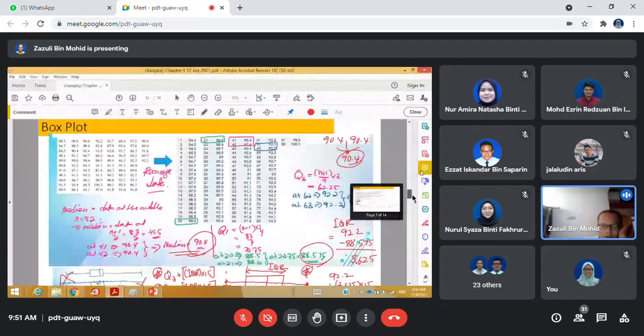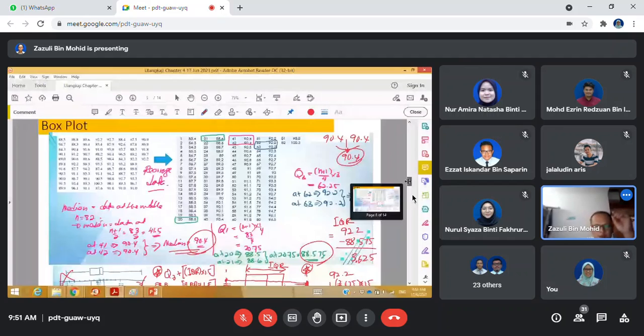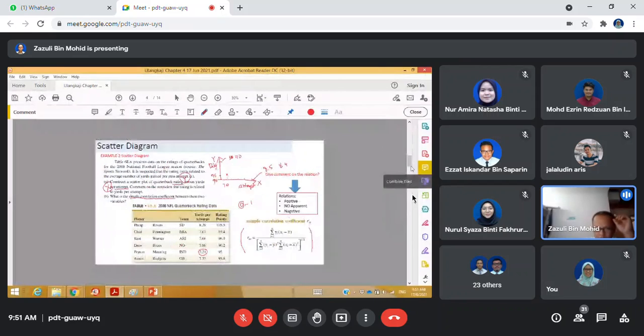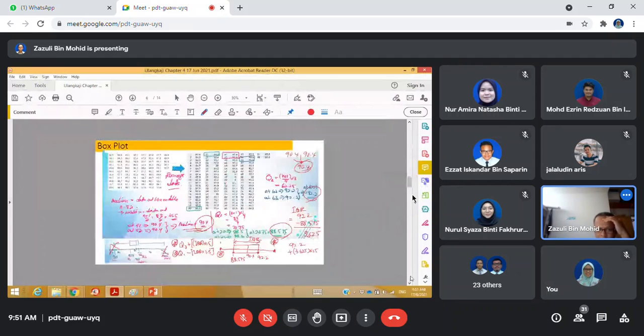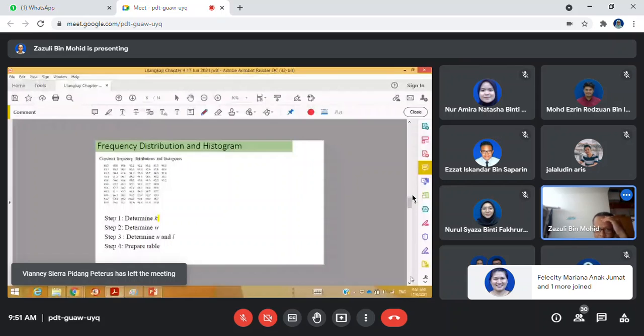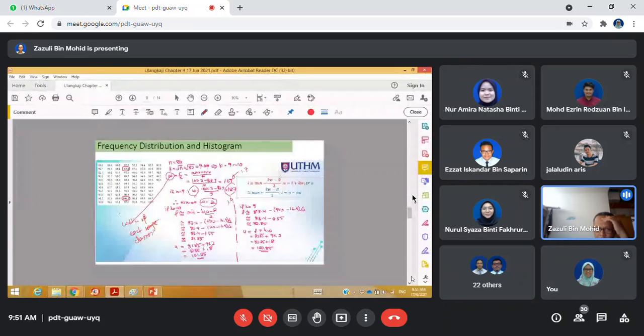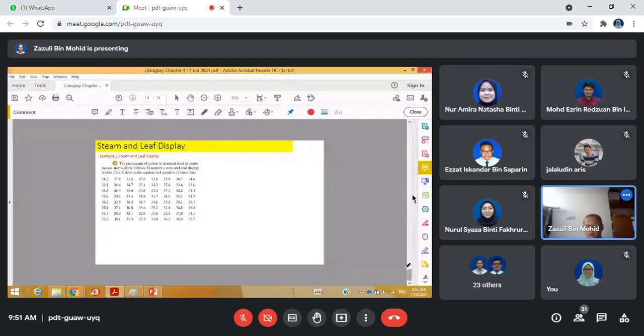Review the whole thing, you have the second example 2 for each: scatter diagram example 2, box plot example 2, frequency distributions example 2, and stem and leaf display example 2. So please do it, and I will give you the Google form. You have to submit it before the next class.